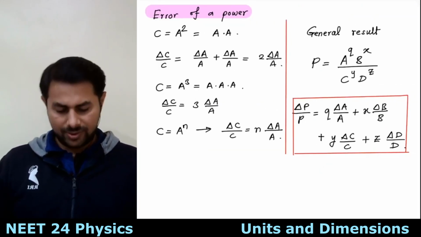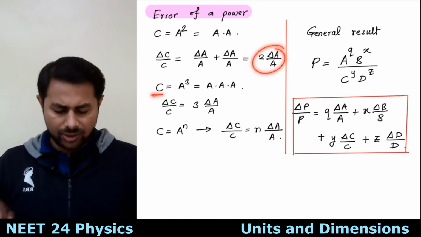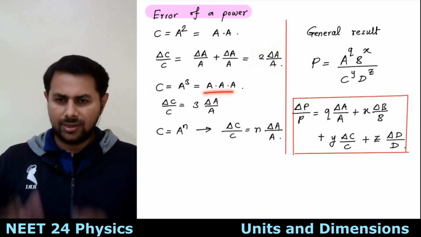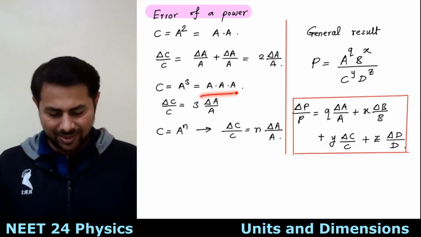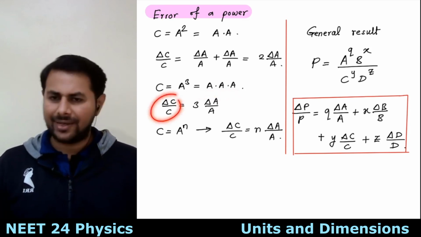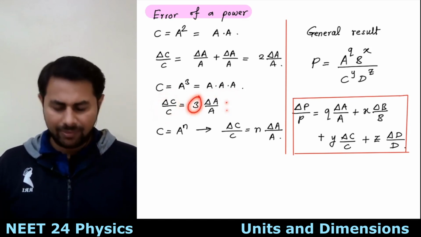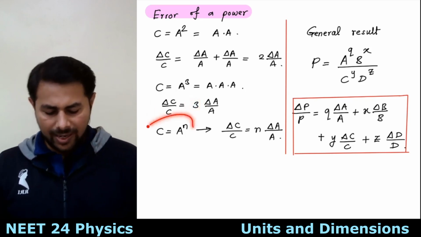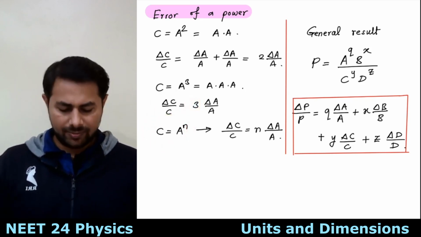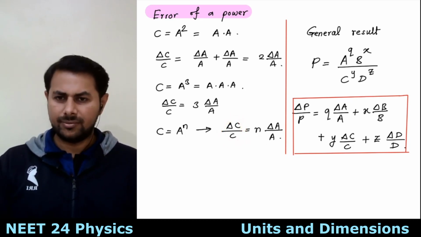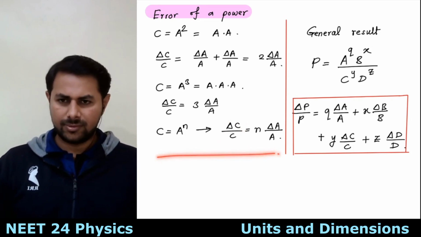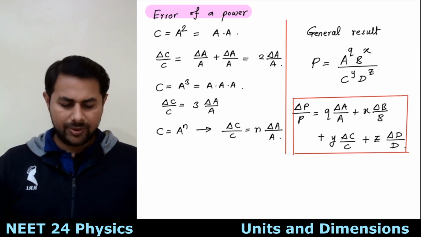Very good. So then if you have C equals A cube, that is A times A times A, you are 3 times multiplying A, then what will be delta C by C? It will be 3 times delta A by A, right? And if you have C equals A raised to n, then delta C by C will be equal to n times delta A by A. Very, very simple.